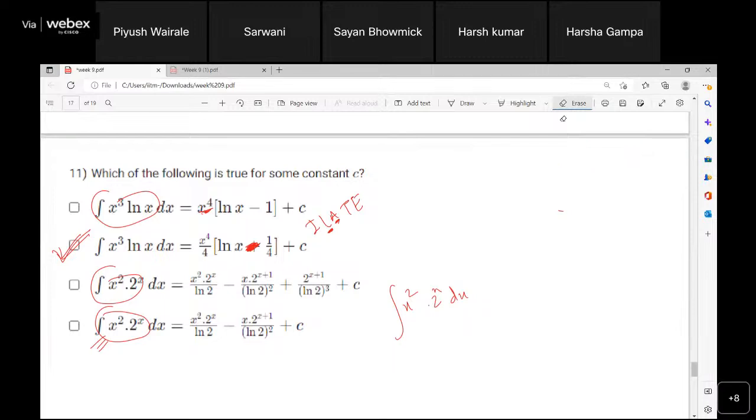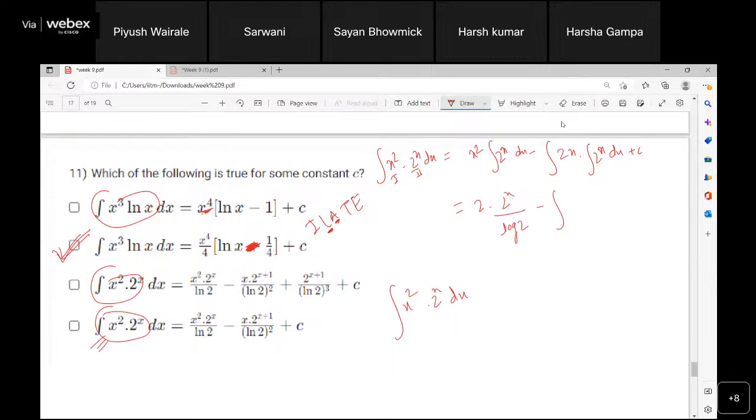So let us try to solve it. Integral of x square into 2 to the power x dx. First function is x square, second function is 2 to the power x. Keep the first function as it is, integrate the second function, minus integral of the derivative of the first function, that is 2x, and the integral of the second function, that is 2 to the power x dx. Let's see. Here I will get the integral of 2 to the power x, that is 2 to the power x upon log of 2.